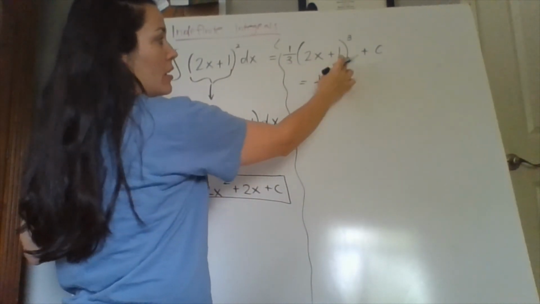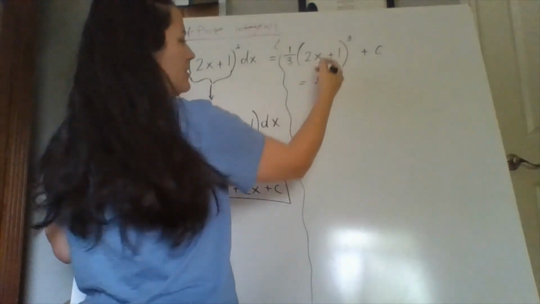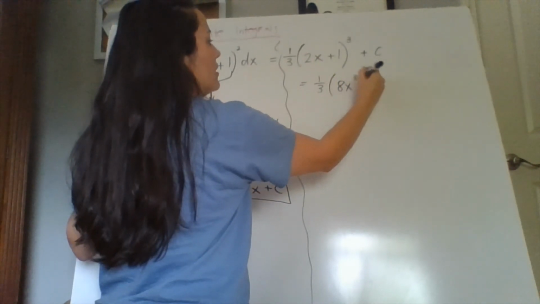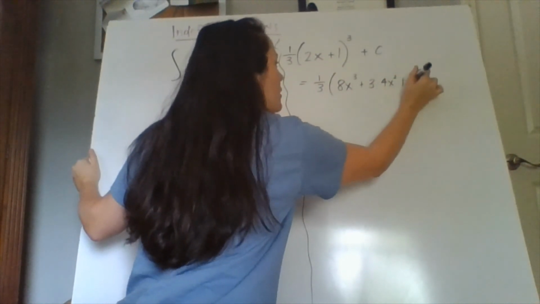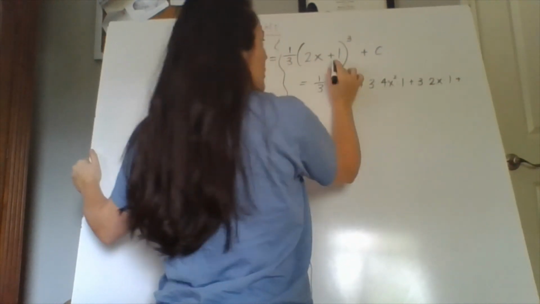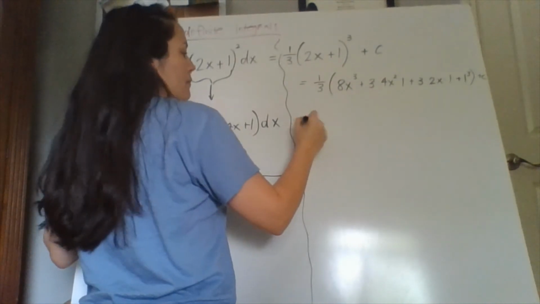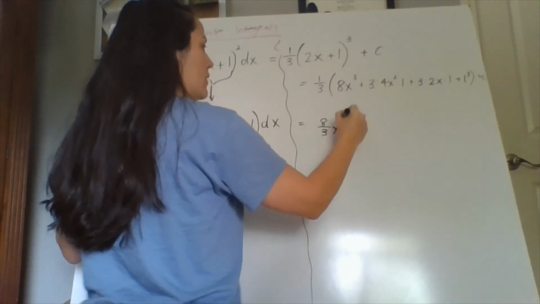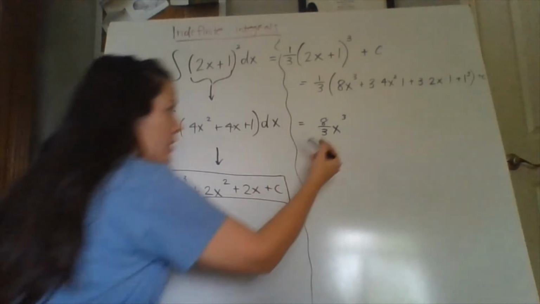I'm going to use binomial expansion here, using Pascal's triangle, or binomial coefficients. So that would be 8x cubed plus 3 times 4x squared times 1 plus 3 times 2x times 1, finally plus 1 cubed, plus c. Alright, so still a simplification. This first term we can already see something's not right. So we've got a mistake somewhere, and let's figure out where that is.